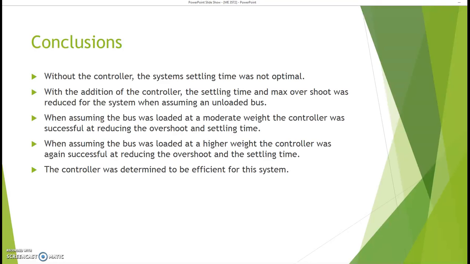The second additional test assumed the bus was at maximum capacity of 4,650 kilograms, and the results were the same as the previous test. This concludes that the addition of the controller is effective for the system modeling a bus's suspension.